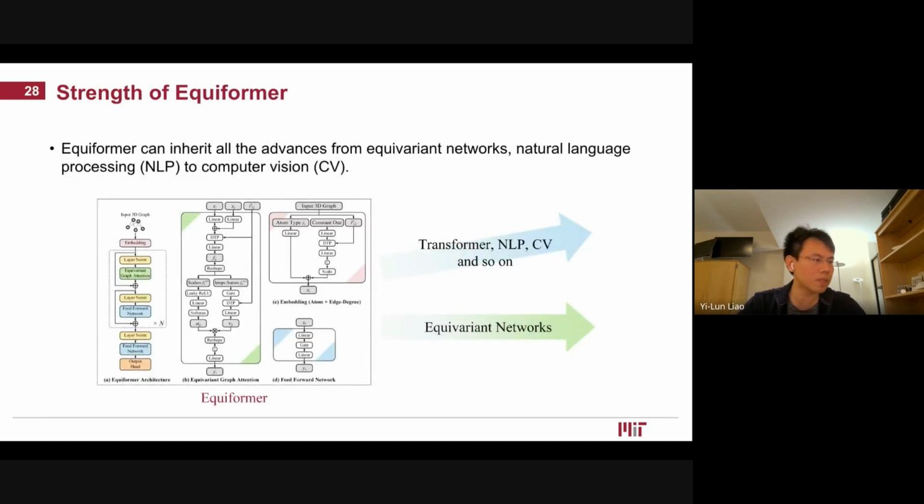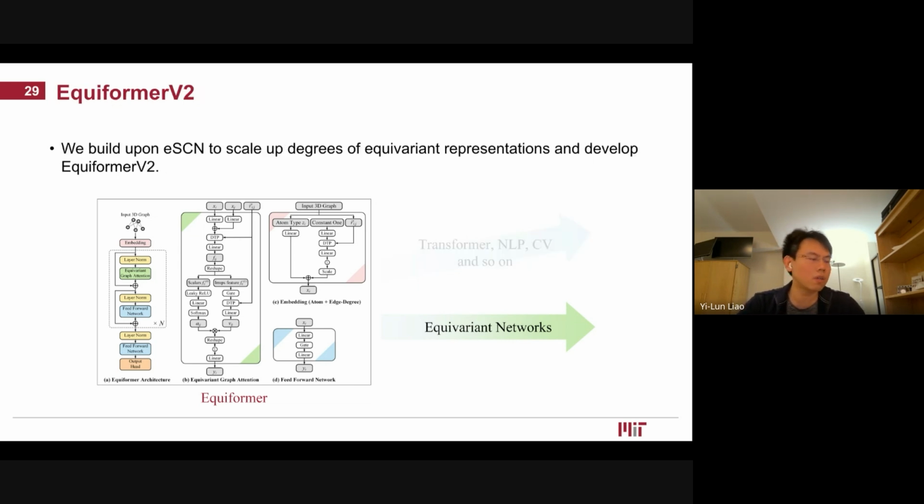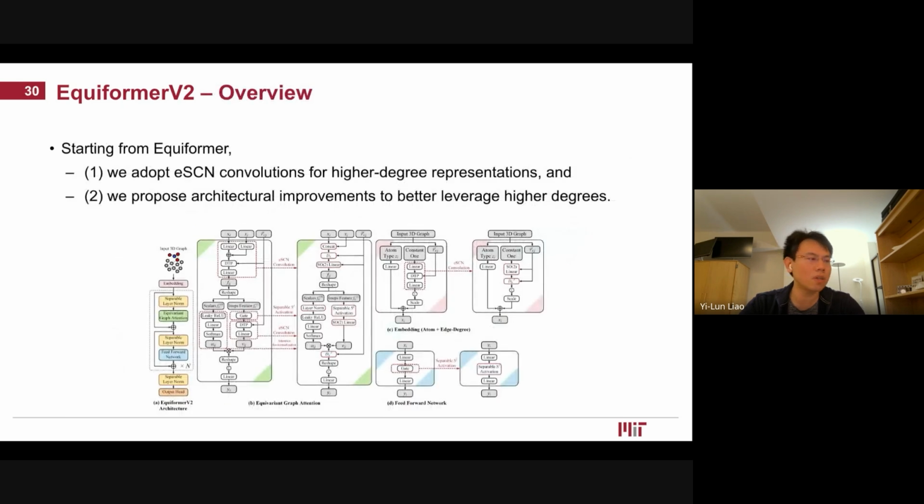Because of the very simple design, Equiformer can inherit all the advances from equivariant networks, natural language processing to computer vision. And here we focus on the advance from equivariant networks and build upon eSEN to scale up degrees of equivariant representations and build Equiformer v2. Starting from Equiformer, we have 2 simple changes. We first adopt eSEN convolution to incorporate higher degree representations. And then we propose some architectural improvements so that we can better leverage the power of higher degrees.